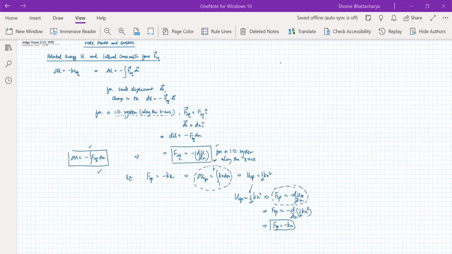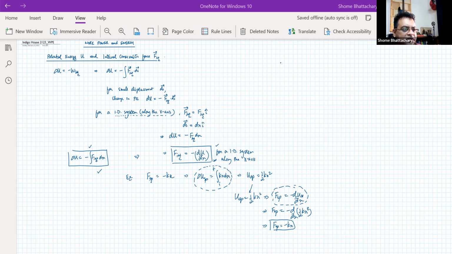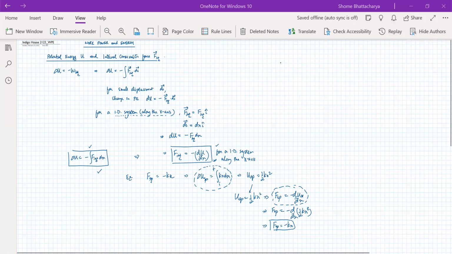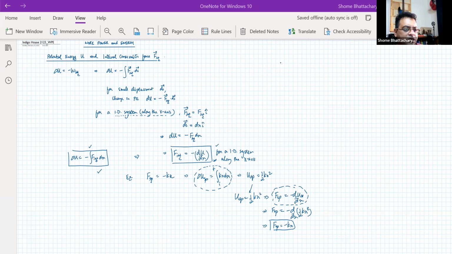So that's the idea. Whereas if this was a 2 or 3-dimensional system, there would be more terms, because the displacement would be dx i cap plus dy j cap plus dz k cap. So that's how we have reduced the dot product into a simple product, because it is a one-dimensional situation. The force has only an x component, and the displacement also has only an x component, so F dot ds has become just F into dx. And of course, for dU, we have minus F dx. Right?